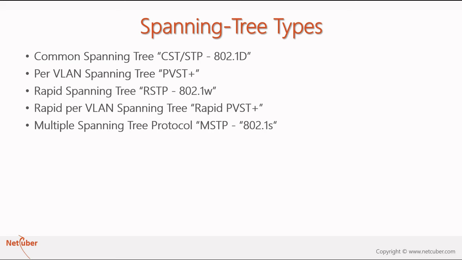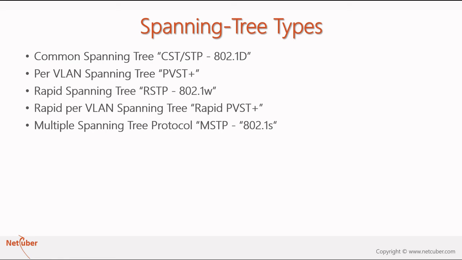Then comes rapid per VLAN spanning tree. It's an add-on for per VLAN spanning tree with rapidness, which means it will not wait for listening and learning. It directly goes from blocking to forwarding, but it has the per VLAN features. So it's per VLAN plus rapid.